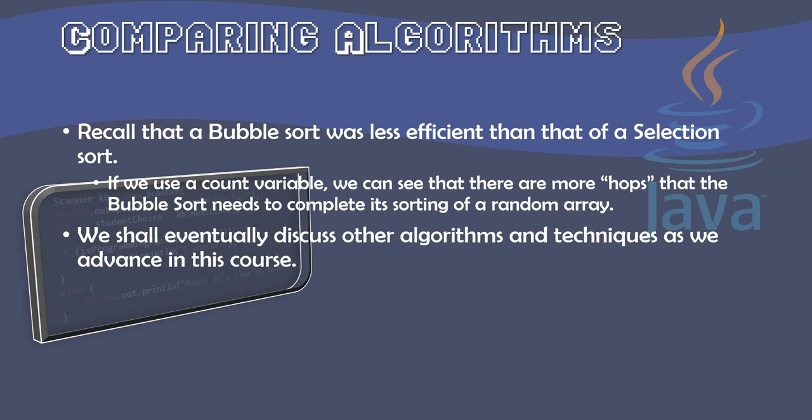Now, we will eventually discuss other algorithms and techniques as we advance in this course and beyond because, again, the bubble sort and selection sort are only two sorting options or two algorithms that we can use when dealing with sets of data.